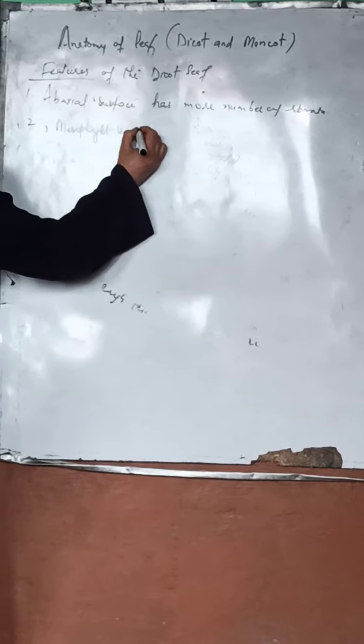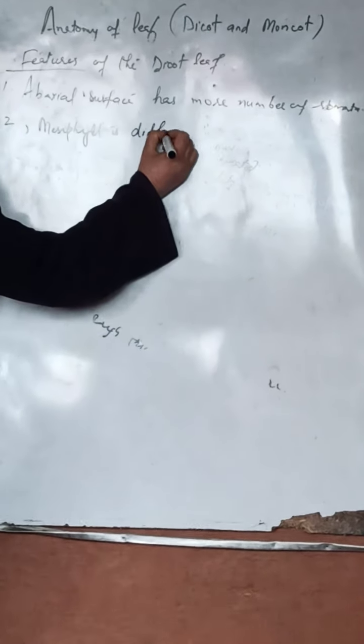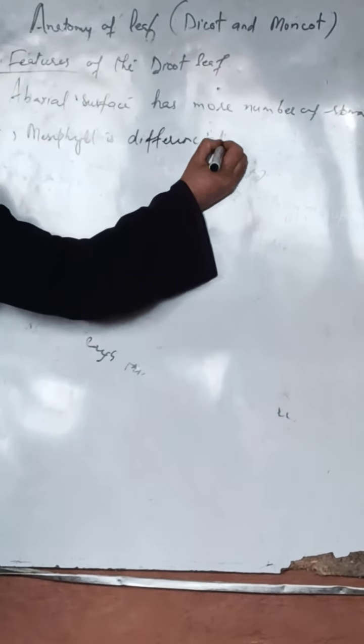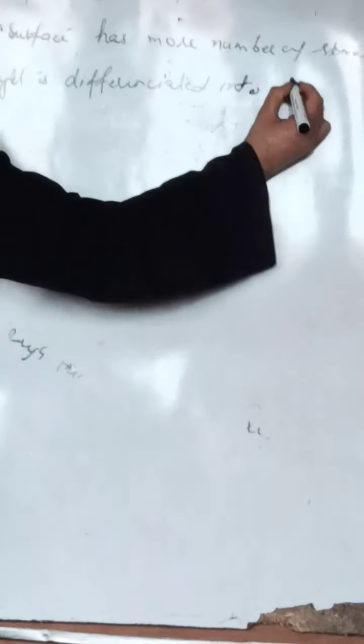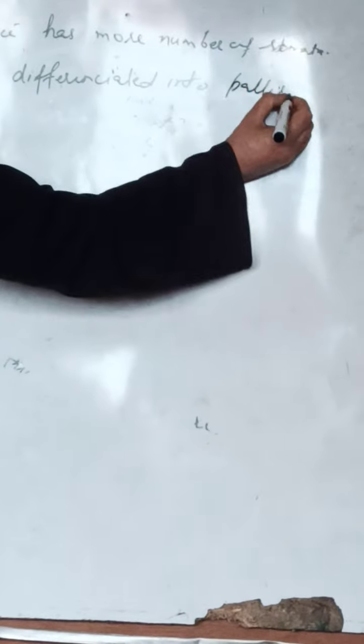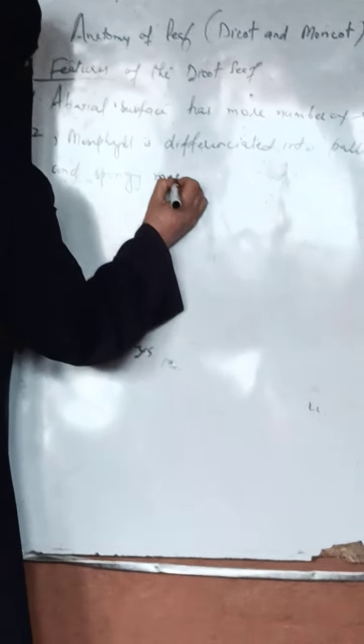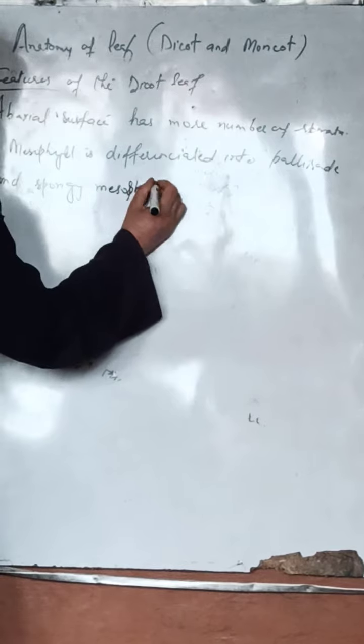Mesophyll is differentiated into palisade and spongy mesophyll.